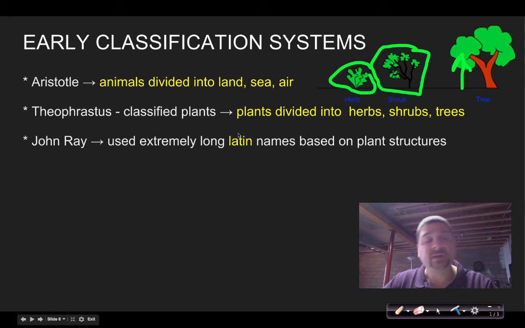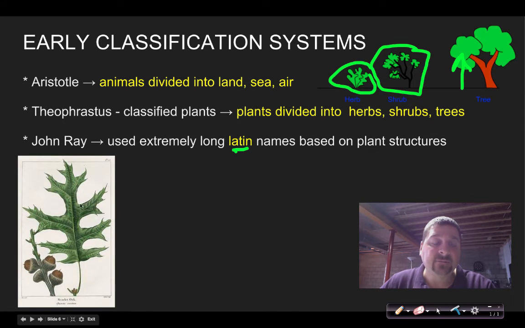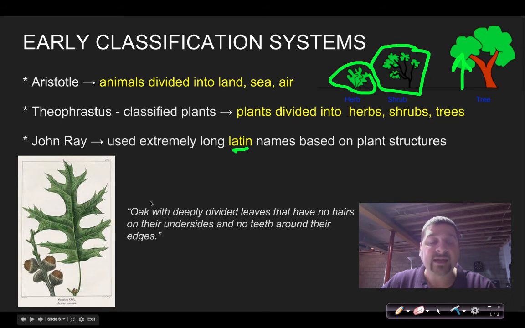John Ray, which is a little bit later, now we're talking 1700s, said, well, we need to use a language that everybody around the world uses. So he decided to use Latin. The problem was his Latin names, like for an oak tree, and it's not this specific example, but in describing the leaves for the oak tree, the Latin name, I'm not going to say it in Latin because I'm not that proficient in Latin, but translated from Latin, it was oak with deeply divided leaves that have no hairs on their undersides and no teeth around their edges.